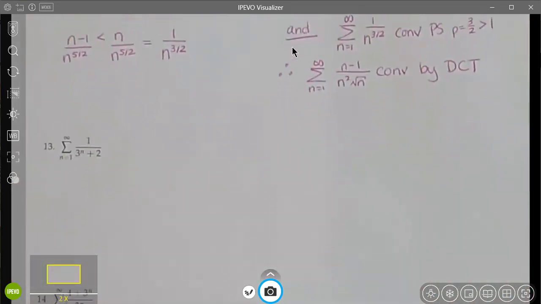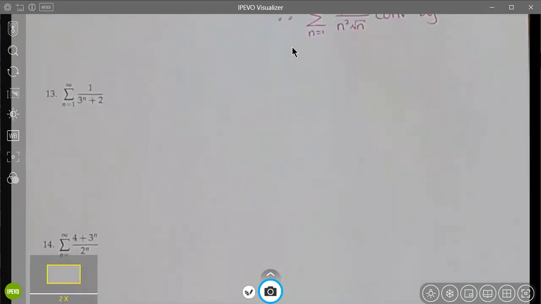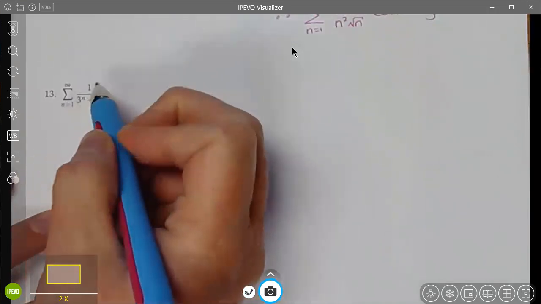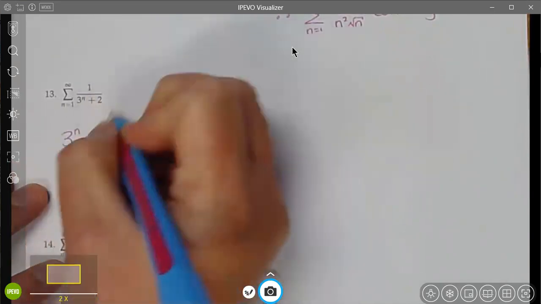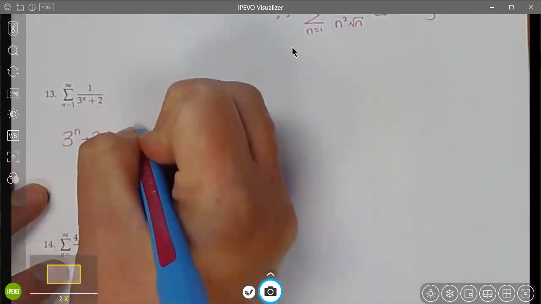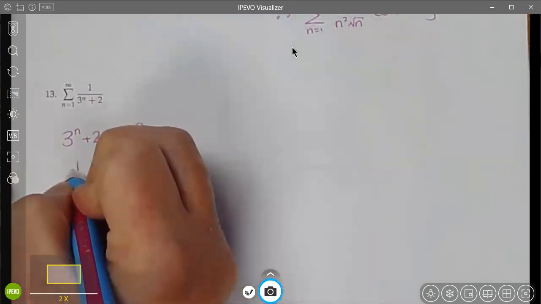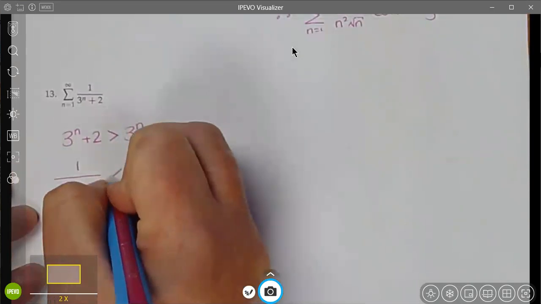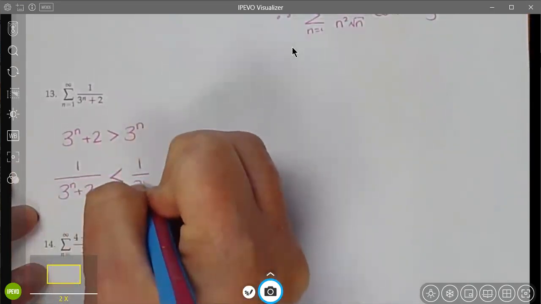Take a look at number 13. So number 13, I don't need to simplify this one. So, and my numerator is pretty simple. So I'm going to start with my denominator. So I know that 3 to the n plus 2 is bigger than just 3 to the n. And then I'm going to take 1 and divide it by both of these sides. So 1 over 3 to the n plus 2. When I do that, that flips my inequality over. So I have less than 1 over 3 to the n.